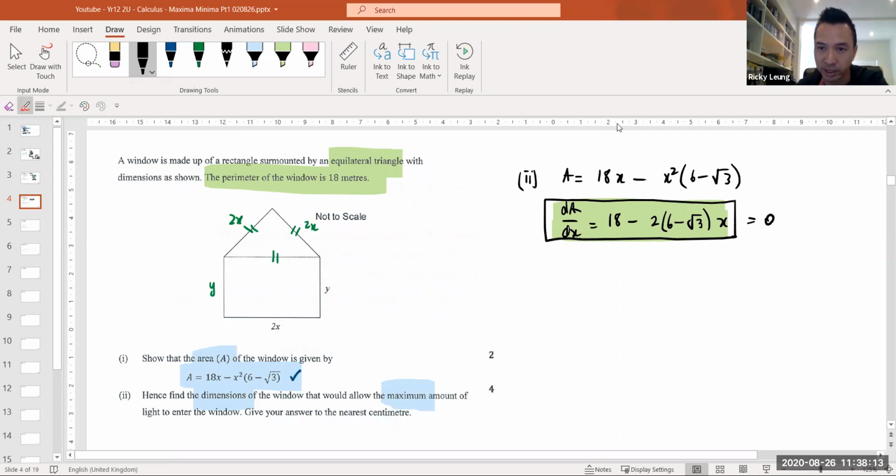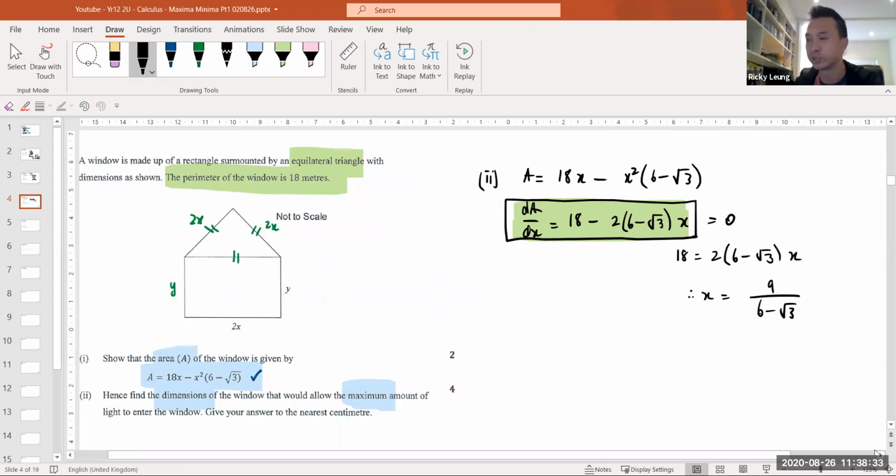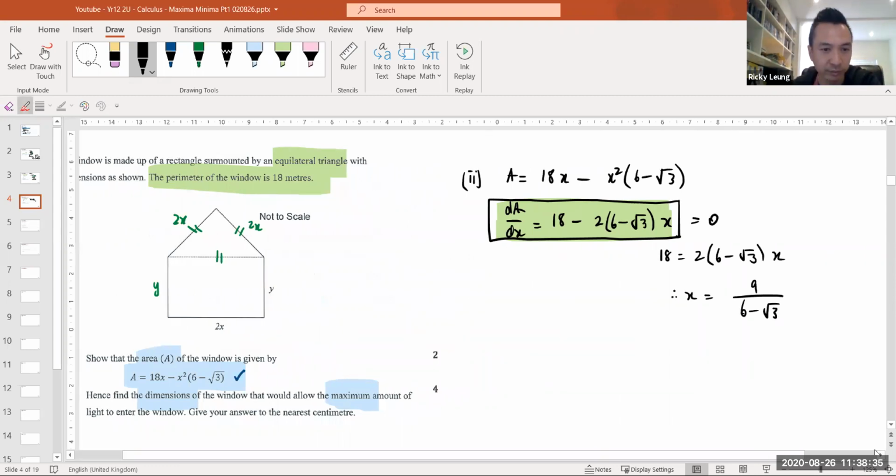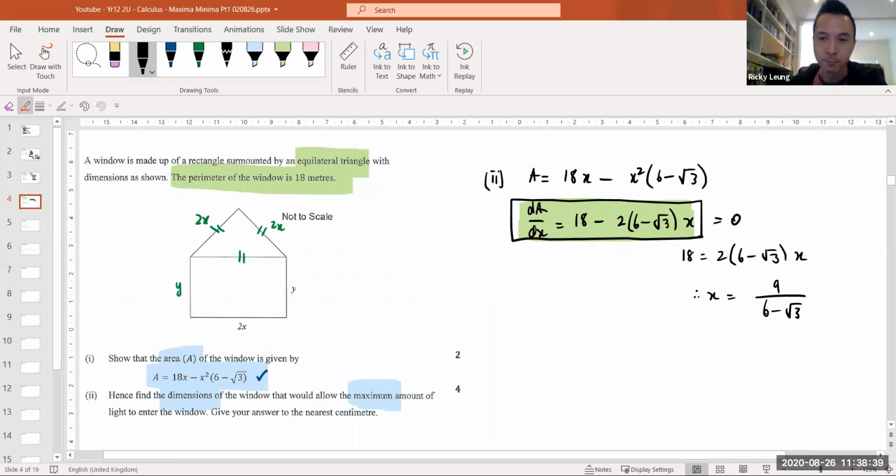So set that equal to 0. If I made x the subject, so 18 equals 2, 6 minus root 3, x, divide that over. It'll be 9 on this. I wonder if I need to rationalize. Generally speaking, I should rationalize. But for this question, no, maybe I'll leave it. Let's just keep going. I'll rationalize if I have to do it at the end. So that's the answer for x.